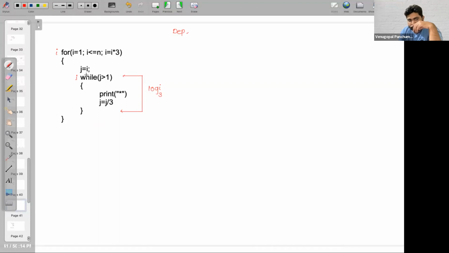See, in the J loop you are using the I value, which means ultimately I is present here. Therefore, log I base 3. One more time, I'm repeating. Inside J, you are taking the I value, so this J is nothing but I. Therefore, log I base 3. Now the story will be very easy. First time, I is equal to 1, outer loop. Now try to see what is happening at the inner loop. In the inner loop, log 1 base 3.